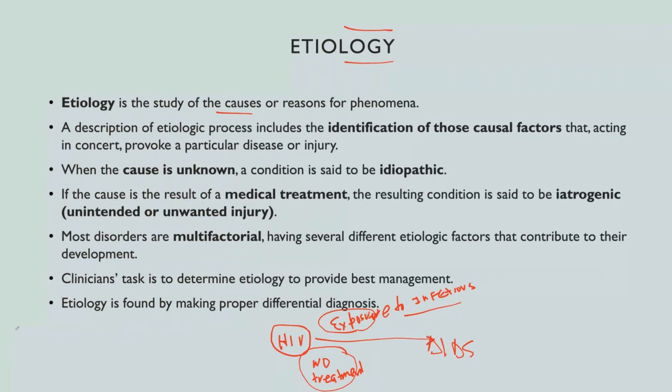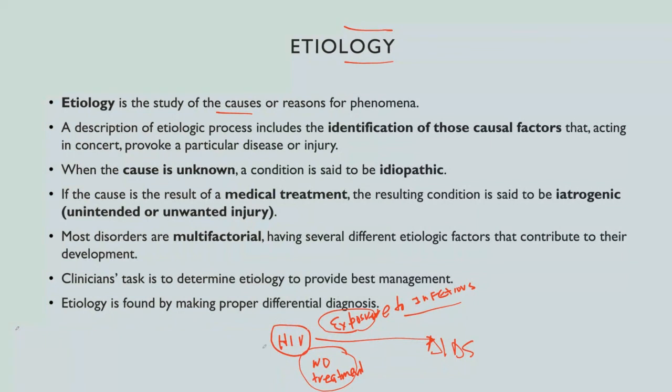But if they are not exposed to the organisms and they have the antiretroviral therapy and they do it properly, they comply, they're not going to develop AIDS. So the etiology sometimes is a combination of factors. Okay, and that's what we are going to study.